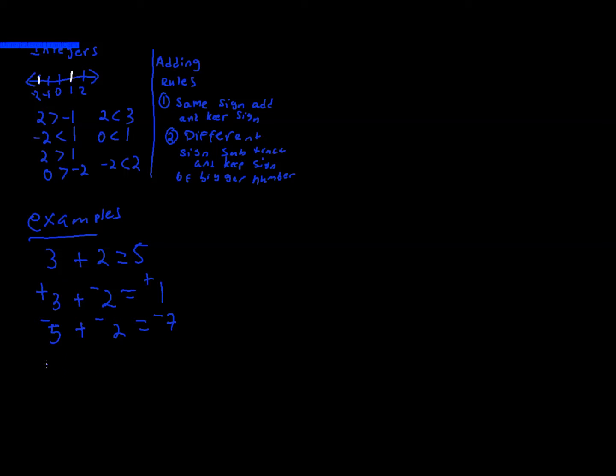So we have -5 plus -2. 5 plus 2 is 7. Keep the sign of the bigger number, that's -7. Same thing for -2 plus -2 is -4.